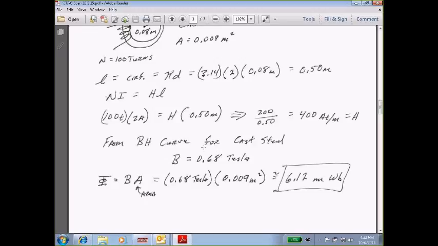Now, from the BH curve for cast steel, H being 400 ampere turns, if I look at that curve, I would see B, which is my flux density, which would be 0.68 Teslas. Now, my flux is equal to the flux density times the area. 0.68 Tesla times 0.009 square meters gives me about 6.12 milliWeber. That would be my flux.